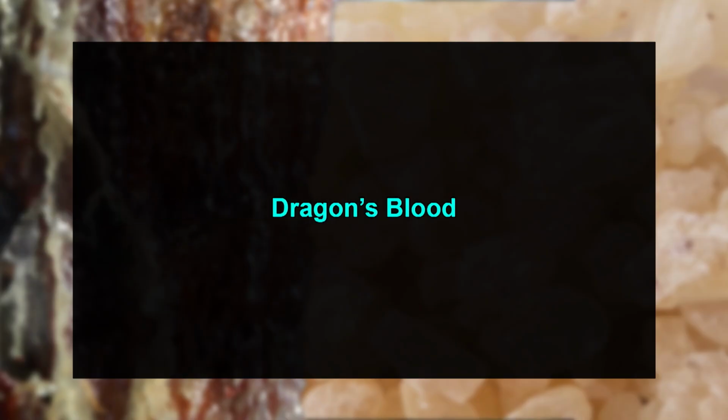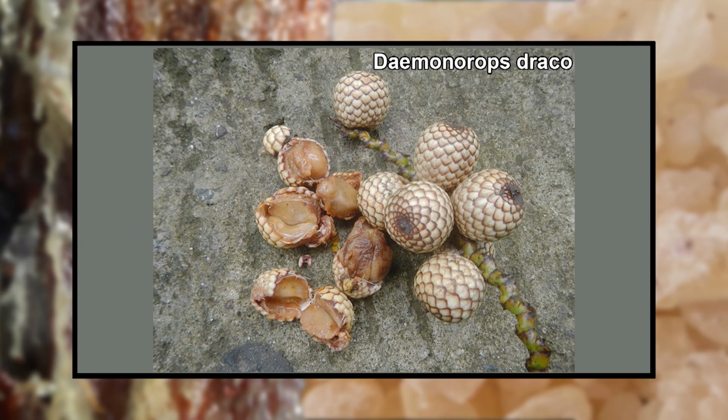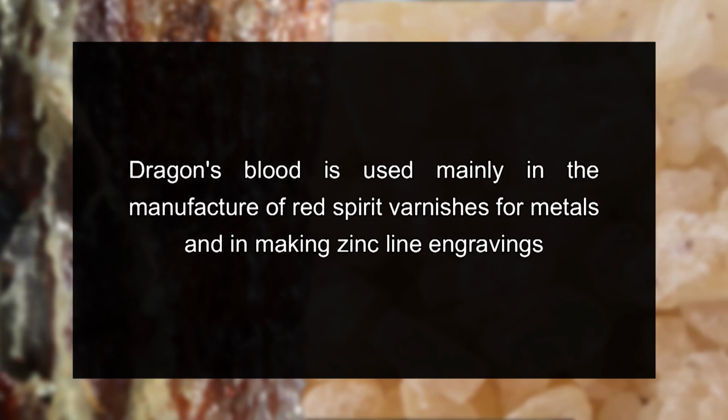Another type is dragon's blood. Included here are various deep red materials of a resinous nature. Sumatra dragon's blood is from Daemonorops draco, a climbing rattan palm of Eastern Asia. The dark reddish brown resin forms small granules on scaly fruits. It's used mainly in the manufacture of red spirit varnishes for metals and in making zinc line engravings.